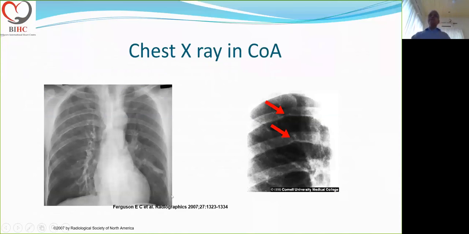This is an X-ray which I have taken from the net to highlight what is rib notching. Look at this lower border of the ribs. It is eroded in the sense that it is irregular and it is sclerotic. This is the feature of the typical rib notching.